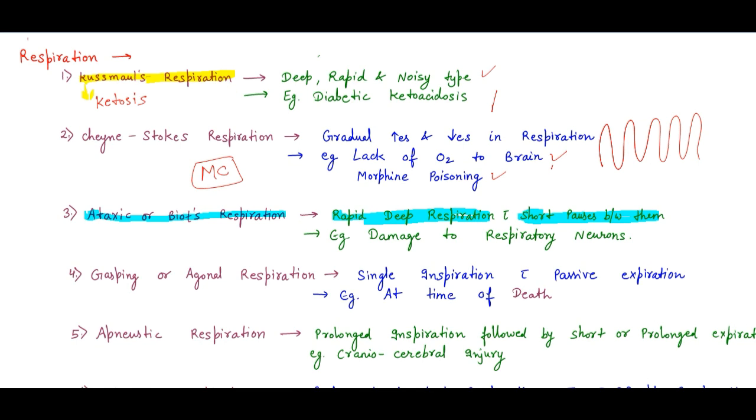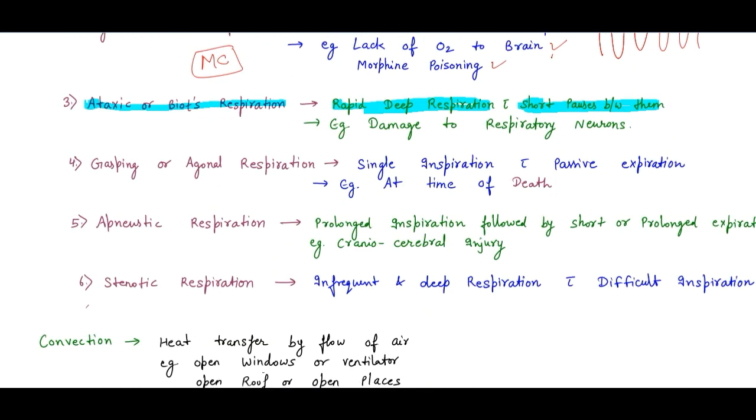Then if you find a single inspiration with passive expiration, that is gasping or agonal respiration at the time of death. If you find in the question prolonged inspiration followed by short or prolonged expiration, go for apneustic respiration. Infrequent and deep respiration with difficult inspiration is stenotic inspiration.